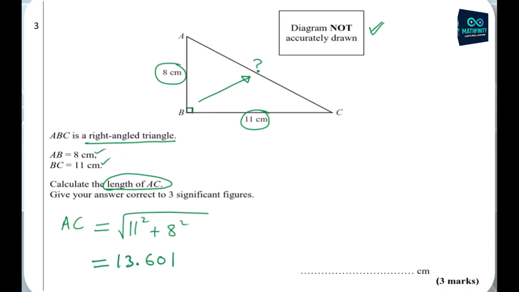13.601. And according to the statement, they said here 3 significant figure. The answer should be 3 significant figures. So you have to start counting from the left side. 1, 2, 3. This is the third significant figure. After 6, we saw that the number is 0. So we cannot add 1 here. So what will be the final answer? 13.6 is the final answer.